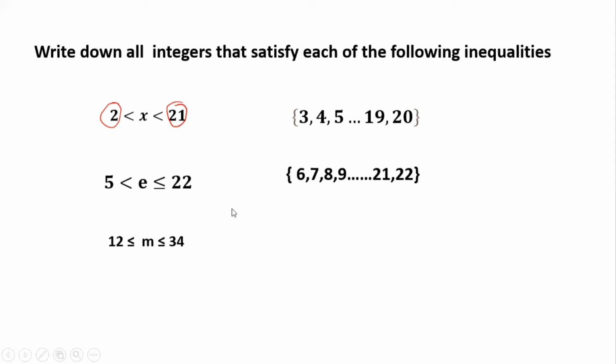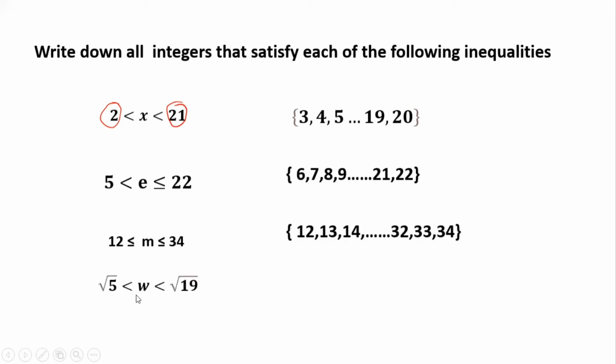Next, 12 is less than or equal to M, less than or equal to 34. Let's check what values M will take. So 12 is also included and 34 is also included. So M is going to take all the values starting from 12 to 34, all the whole numbers from 12 to 34. Got it, children?